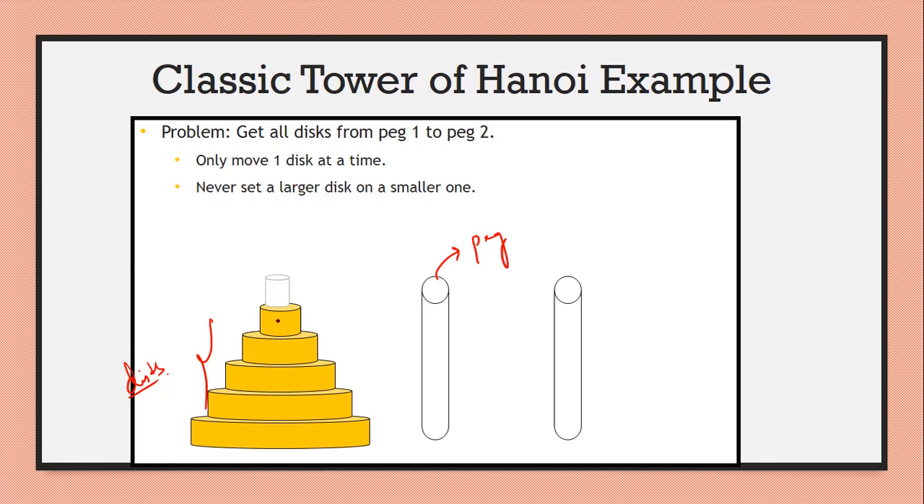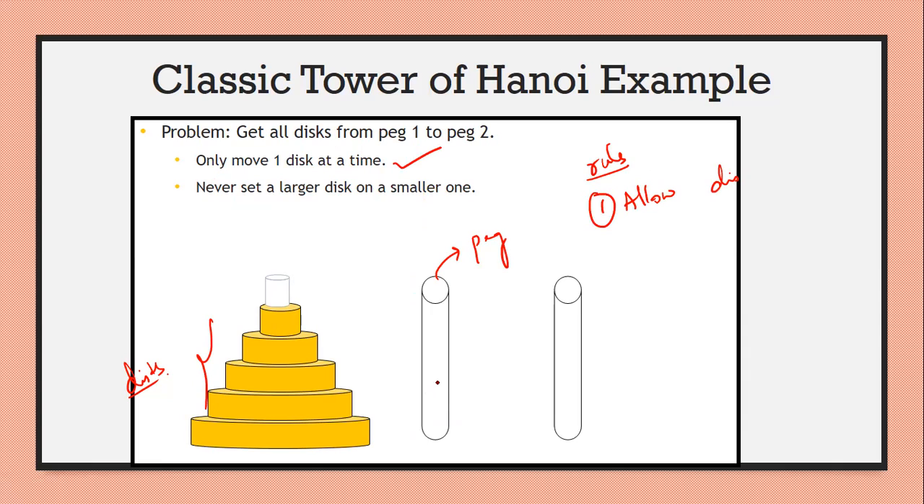The rule of the puzzle is that it allows the disc to be moved. There are two rules. What are the rules? Allow the disc to be moved one at a time. So it is given over here: only move one disc at a time, and never set a larger disc on a smaller one. That is, if you have a smaller disc on the bottom, you can't place a larger disc on the top.